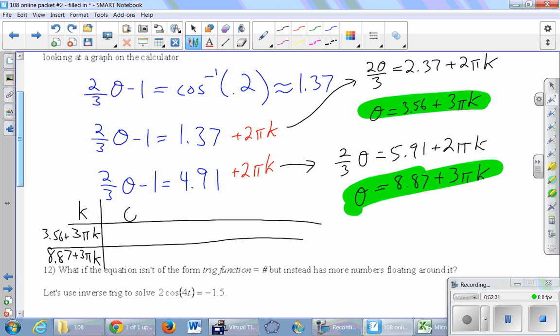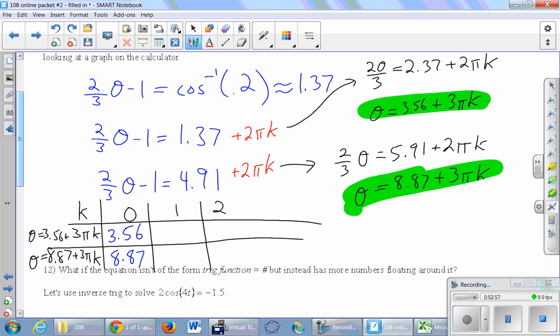So for example, if k is equal to 0, then, well, that's easy. This is just 3.56, and this is 8.87. So those are the first 2 positive values of theta. Maybe I'll add in here, this is theta equals in both rows. You could also try a -1 in this table. Go ahead and plug in and convince yourself that you'll end up with negative numbers there. So these are really the first 2 positive ones.